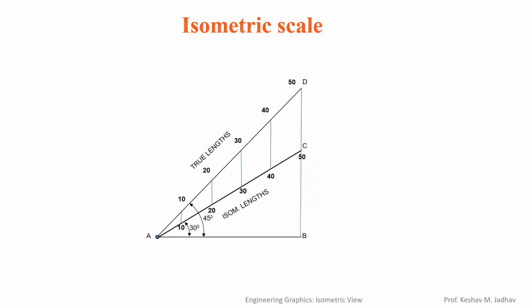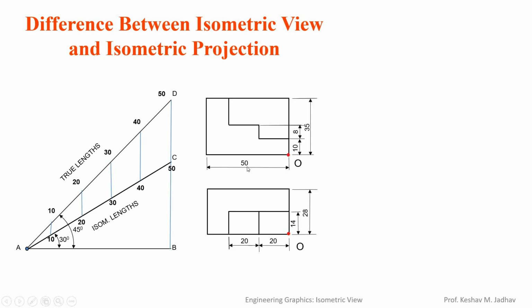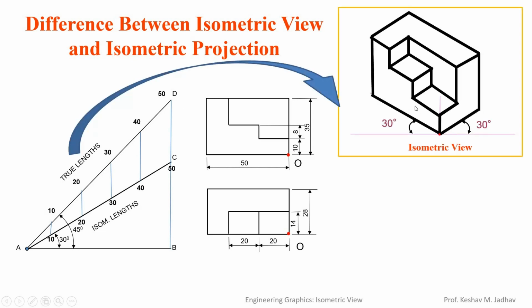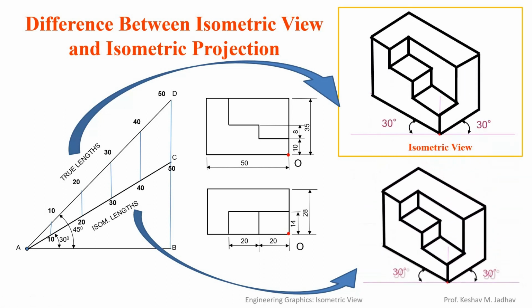Now let us see the difference between isometric view and isometric projection. Let us consider this orthographic view, and for this orthographic view if we use true lengths to draw the isometric view, then we will get an object like this. So here to draw this isometric view we have used actual lengths. Now we can draw an isometric drawing by using these isometric lengths. So we will get a similar object, but its dimensions will be reduced.